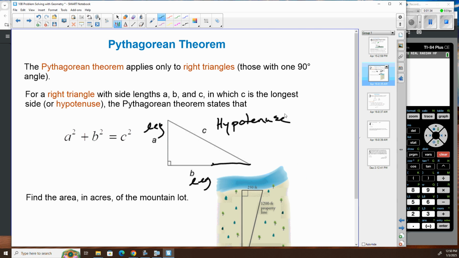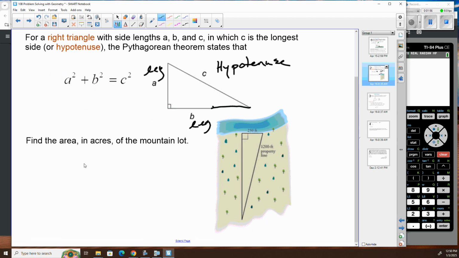And the hypotenuse is always the longest side of a right triangle. So the legs, whatever those lengths are, they're going to be smaller than whatever the length of c is. And it doesn't matter which leg you call a and which leg you call b, because either way you're going to square them both and add them together. But the one you have to make sure you always have labeled correctly is the c, the hypotenuse.